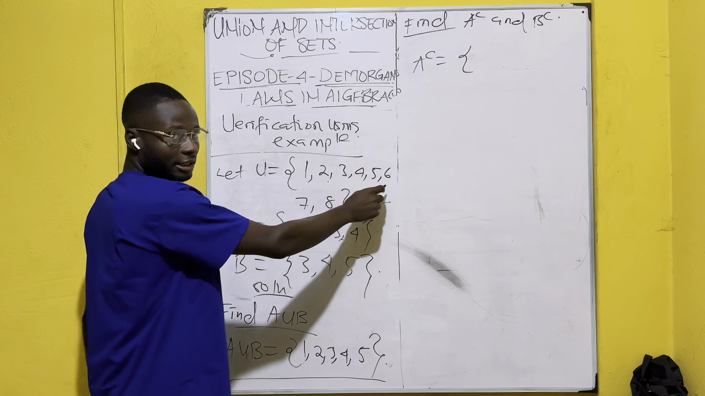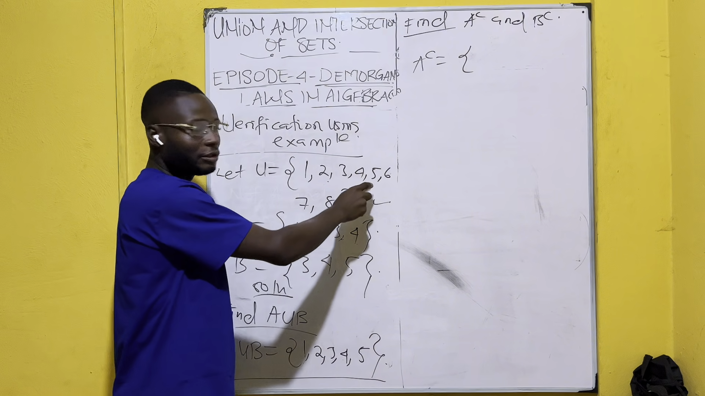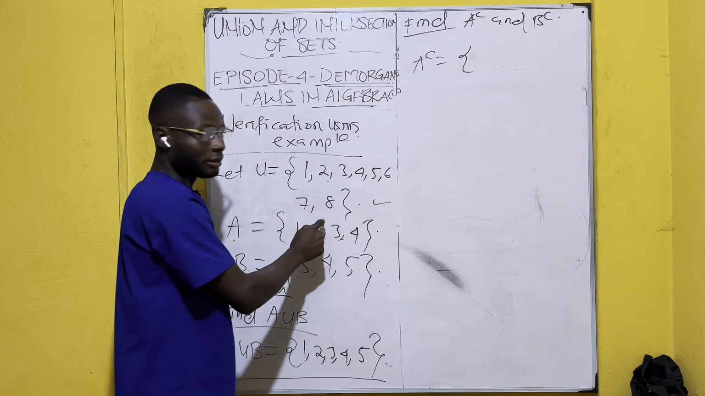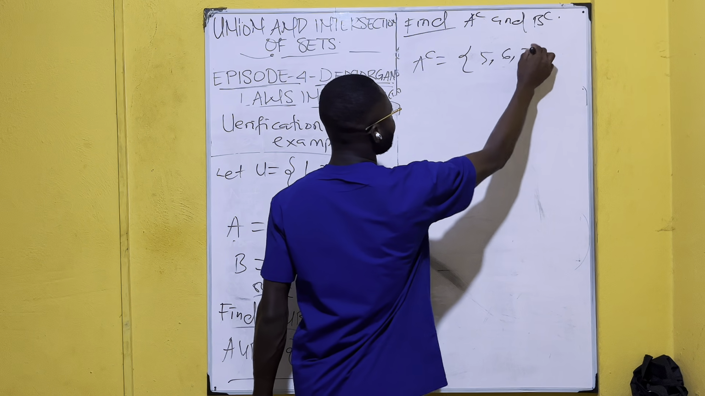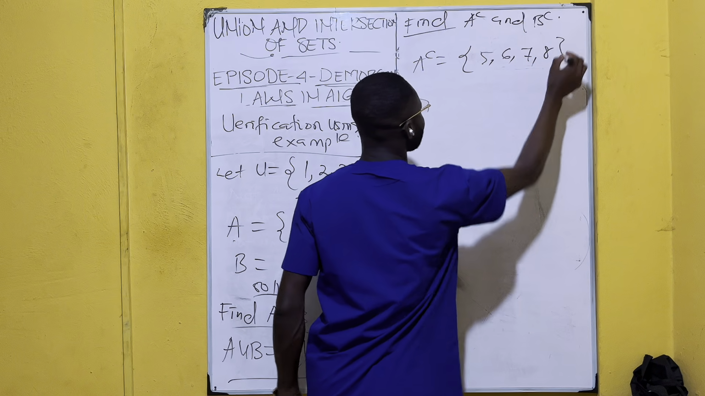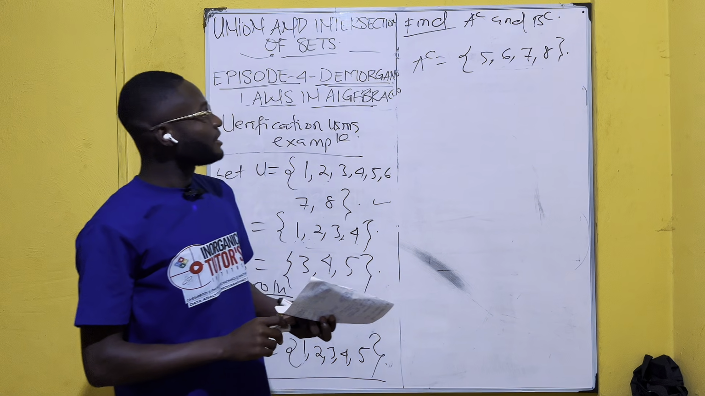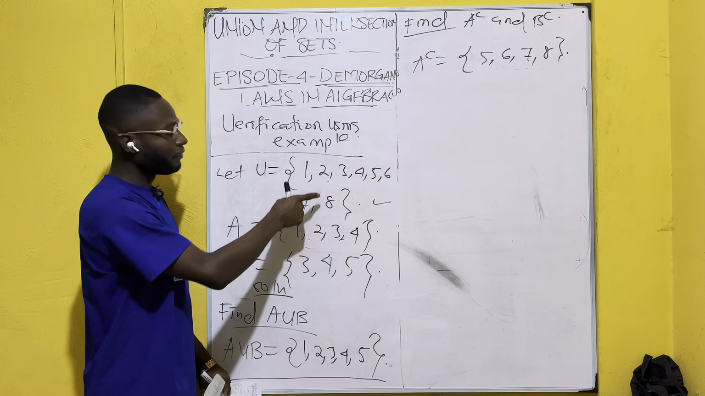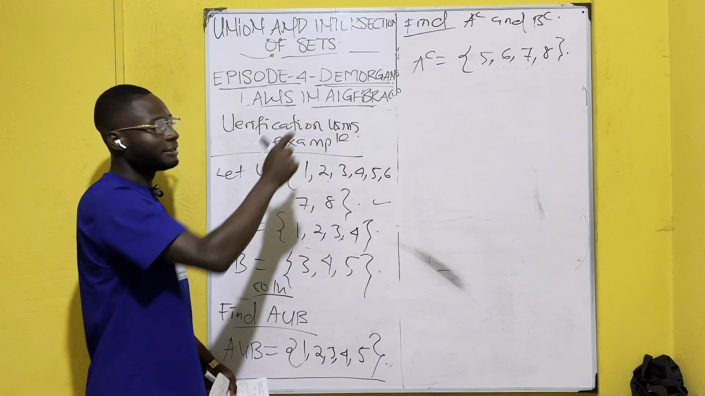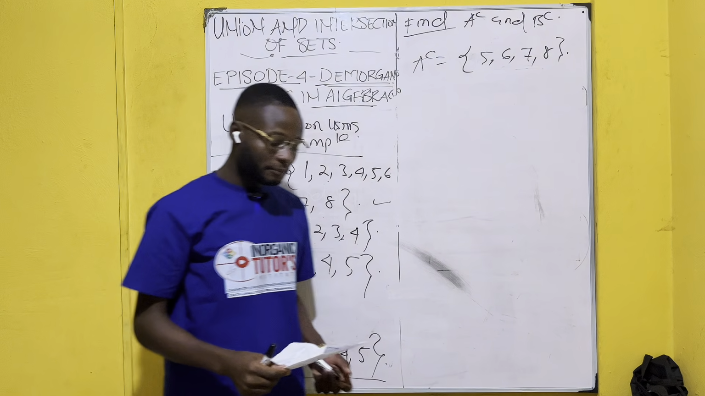and the universal set is 1 to 8. So basically we are going to start from what? 5 to what? 8. So A complement is 5, 6, 7, and 8. Right, so that is A complement. We subtract A from the universal set, then we get A complement.